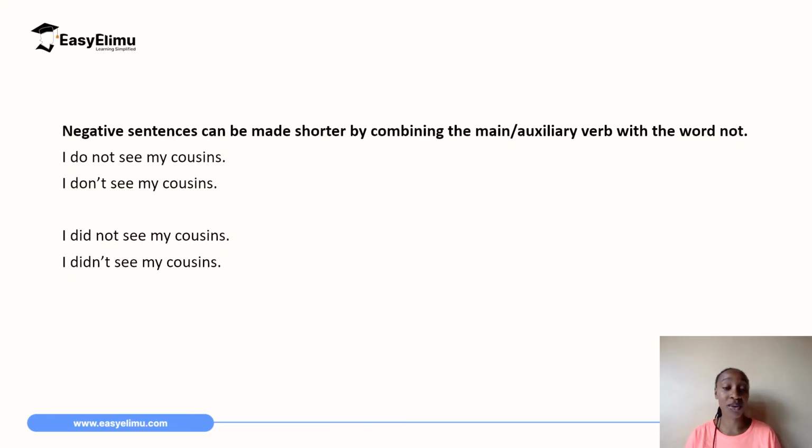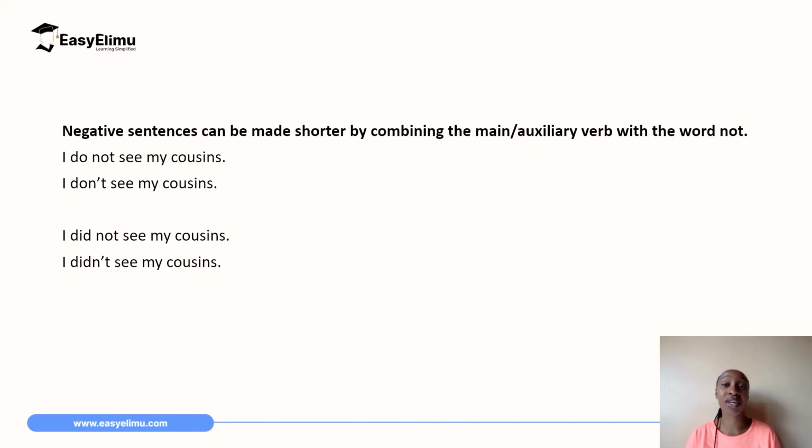Or the second one, I did not see my cousins. So you combine did and not to form didn't. So I didn't see my cousins. Another example would be I have not seen my cousins. You can combine the auxiliary have with not to form haven't. So I haven't seen my cousins.